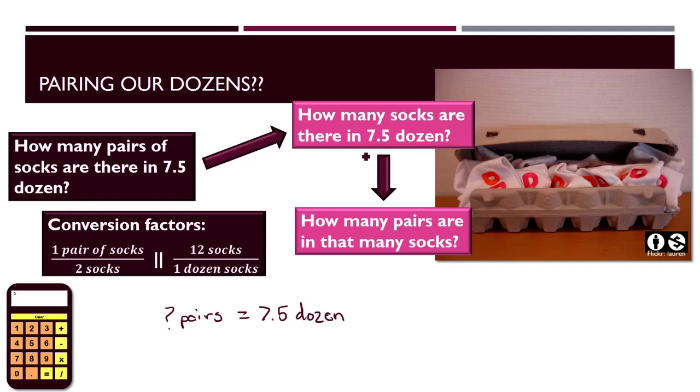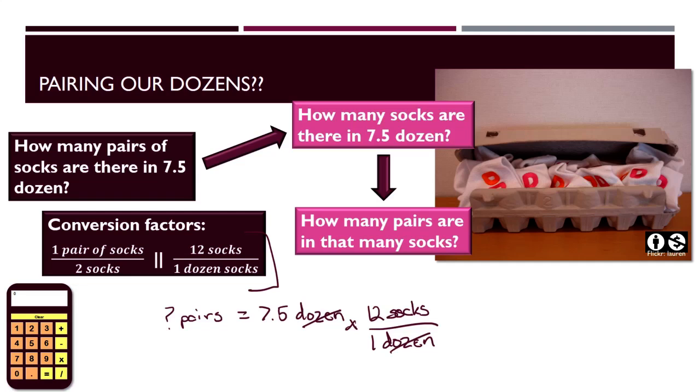Can we convert from dozen, from the units dozen to the units socks? Well, we have this conversion factor here that tells us that for every 1 dozen socks, we have 12 socks. So if we multiply by this conversion factor here, so 12 socks divided by 1 dozen socks, right? We would have dozen in both the numerator and the denominator. So those two units are going to cancel out when we multiply that number by that fraction, okay?